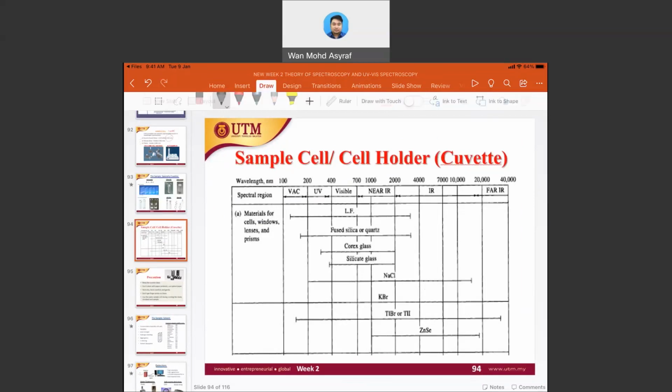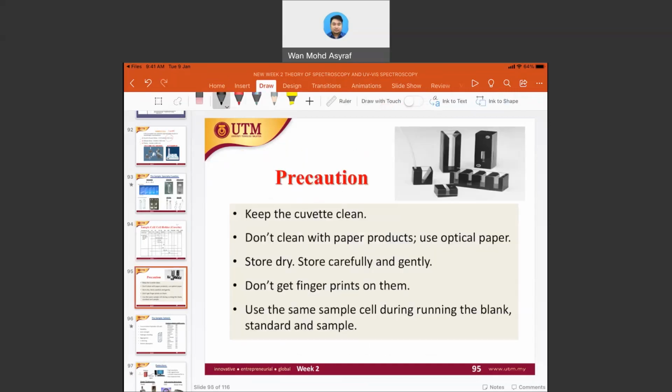There are some precautions for your sample cell. You need to keep your cuvette or your sample cell as clean as possible, because the thumbprint from your fingers will absorb or scatter the light before it enters the cell. This is very important for you to get an accurate reading of your sample absorption. So don't get your fingerprints on them, because your fingerprints will create some kind of deviations.